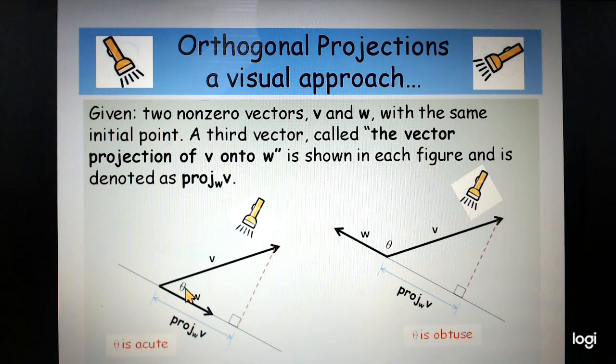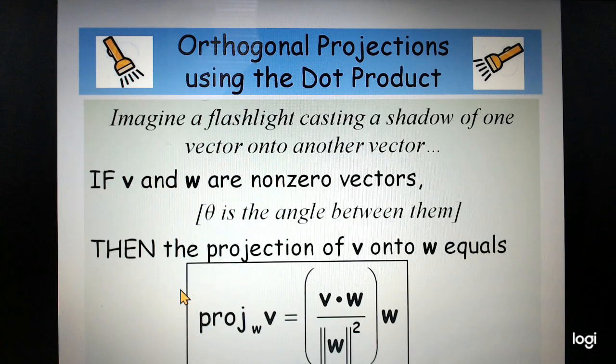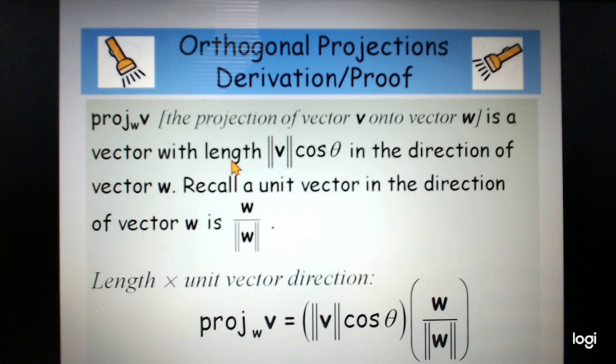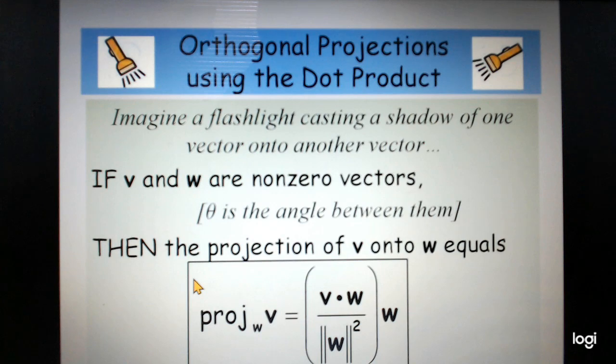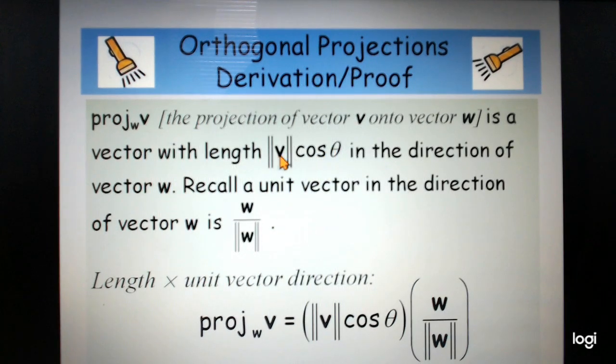And then if you solve for, well, let's just take a look at what we got here. All right, so the length of the projection, if you go back here, would be the magnitude of v times cosine theta in the direction of w. So this is a length, okay? And what we've got now is we want to change this into a vector, for the simple reason that the projection is a vector.